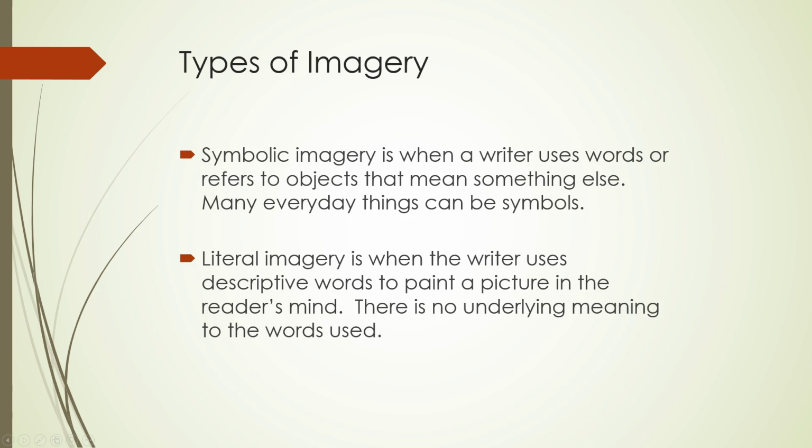Types of imagery. There are two types of imagery that you should be familiar with as you analyze literature. First is symbolic imagery, and that is when a writer uses words or refers to objects to mean something different. Many everyday things can be used as symbols. Literal imagery is the second type, and that is when the writer uses descriptive words to paint a picture in the reader's mind, and there's no underlying meaning to the words used.